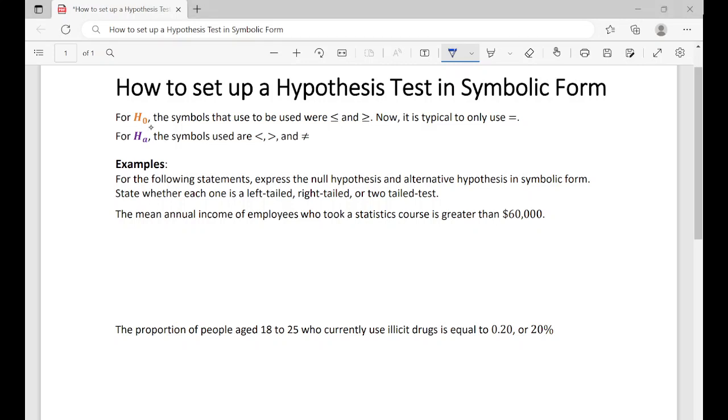For the null hypothesis, the symbols that used to be used were less than or equal to and greater than or equal to. Now it's typical to only use equal to for the null. For the alternative hypothesis, the symbols that are used are less than, greater than, and not equal to. That's what we use for the alternative.